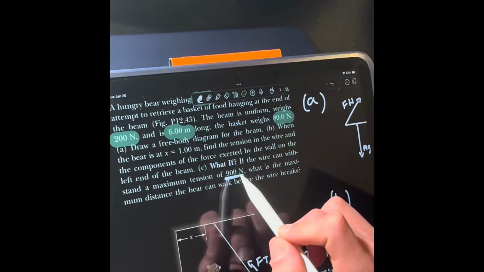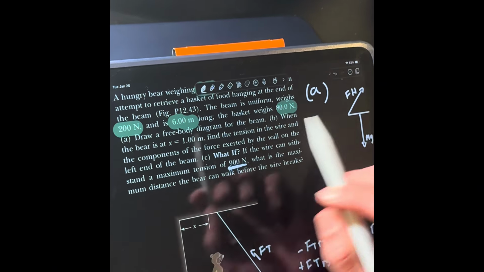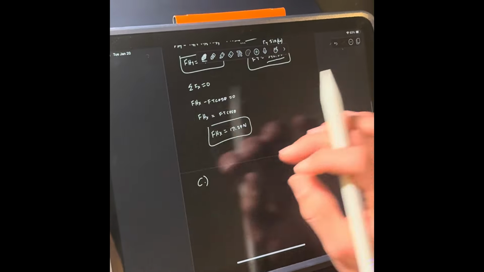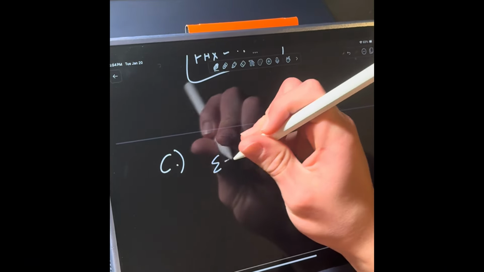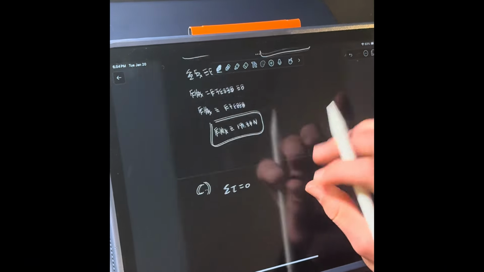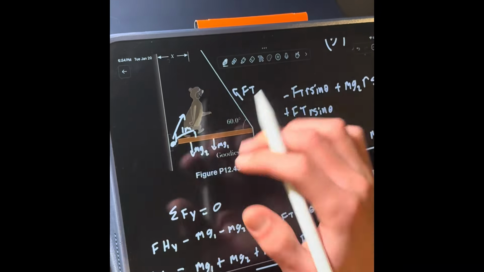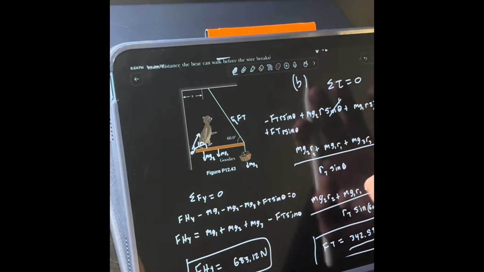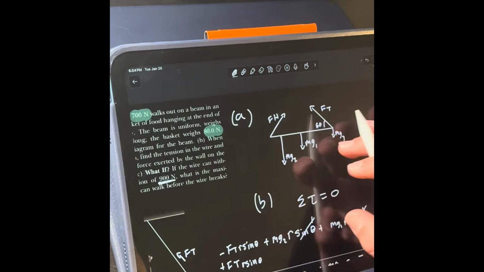So now for part C, the final part, it says, what if the wire can withstand a maximum tension of 900 newtons, what is the maximum distance the bear can walk before the wire breaks? I want to start this problem off with the net torque equals 0. We're keeping our axis of rotation where the hinge is, so the hinge does not have a torque since R is 0, therefore no torque. So we're going to look at all the other torques.